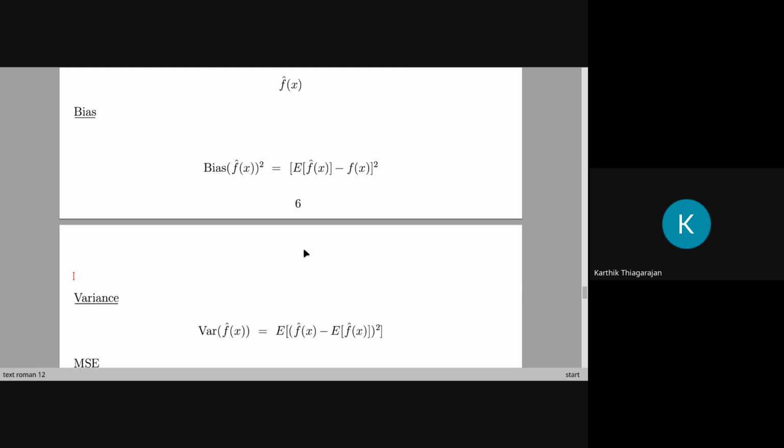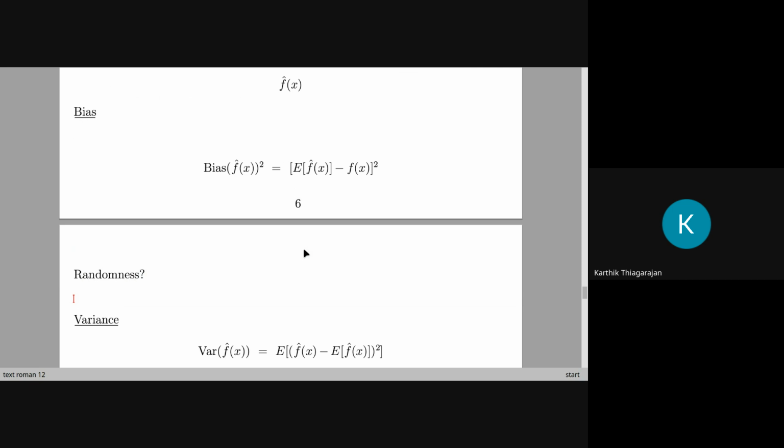So the main key here is this expectation. This I want you to understand. What is this expectation taken over? Expectation is always when there is some randomness, right? So what is the randomness here? What are you taking the expectation over? Do you get the question? There should be some probability distribution, so some p of x. So E of x is the summation of p of x into x, right?